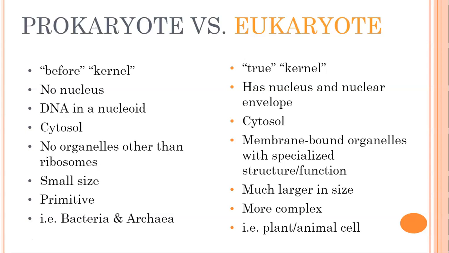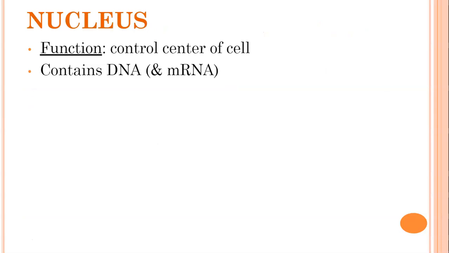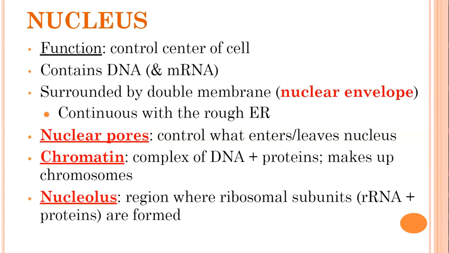Whereas eukaryotes, as we know, have tons of other organelles. We have membrane-bound ones, like the nucleus and the mitochondria and the chloroplast, and they have specialized functions. Because of all these additional organelles, they can be much larger in size and more complex. So what's the job of the nucleus? Going back, it's the control center, obviously, but that's where the DNA lives.